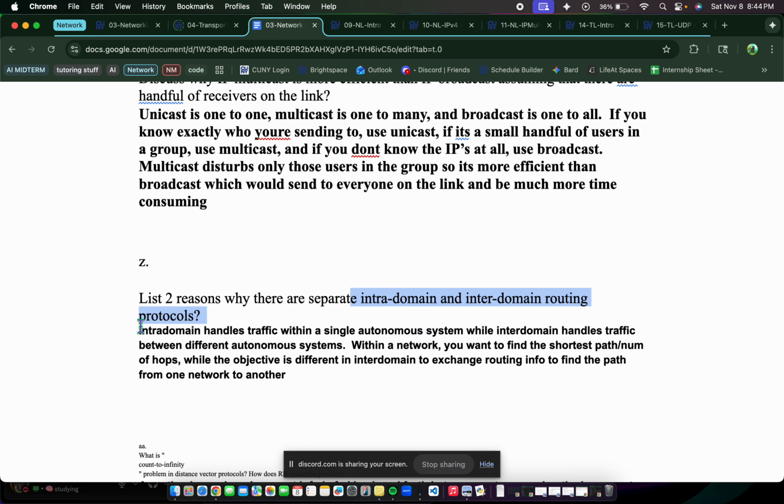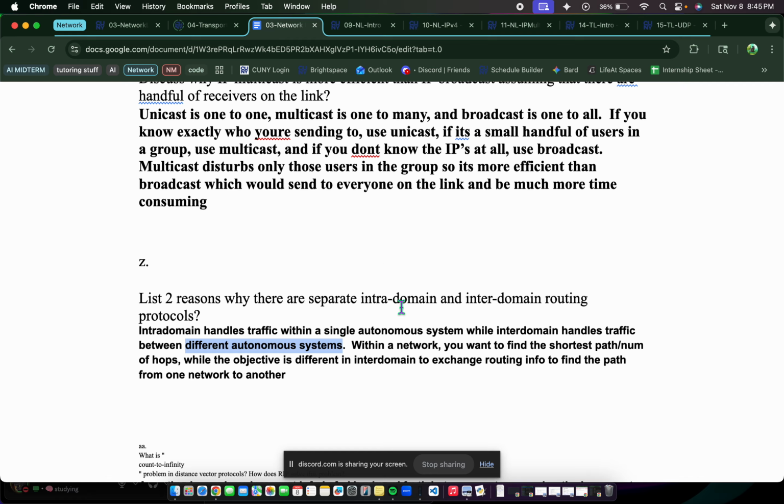So intradomain, this is inner. So this is within an autonomous system. An autonomous system is just a word to describe a system that's kind of running on its own. Like you could think of Queen's College, right? It's its own organization. And then interdomain is between domains. So that's going to be between these autonomous systems. So you could think of Queen's College versus Queensborough College.